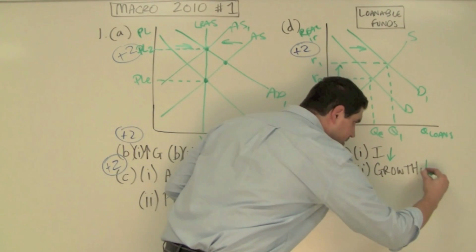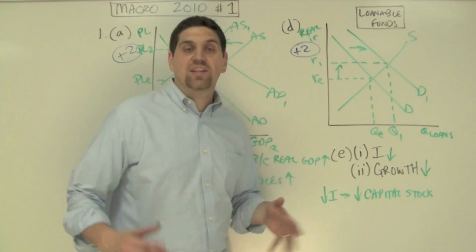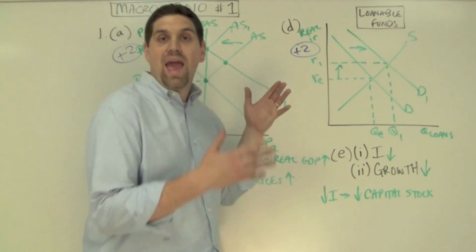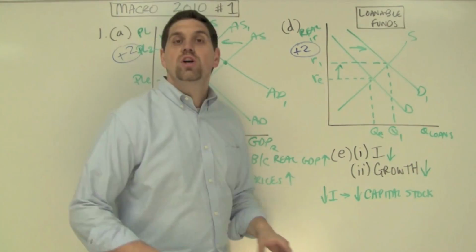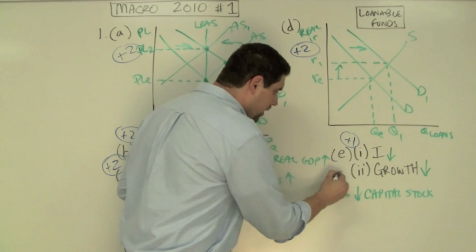Now when there's a decrease in investment, what happens to economic growth in the future? Economic growth will decrease. The explanation is because a decrease in investment is going to decrease capital stock. Factories would eventually break down and technology wouldn't be utilized if there's higher interest rates and firms can't take out loans to get that stuff. So economic growth would decrease. So right here is another 2 points. 1 point here and 1 point here.